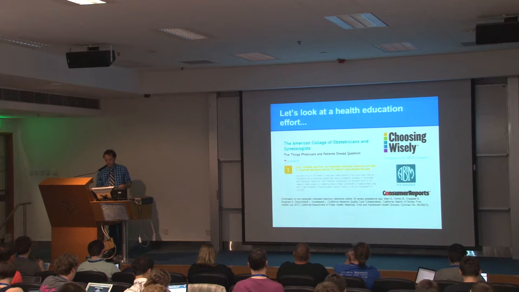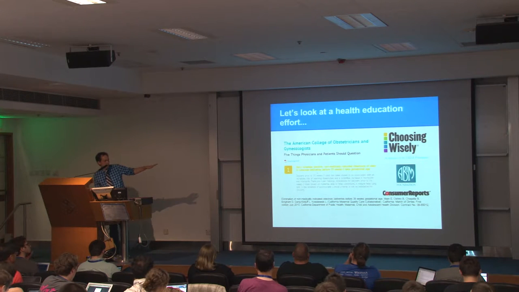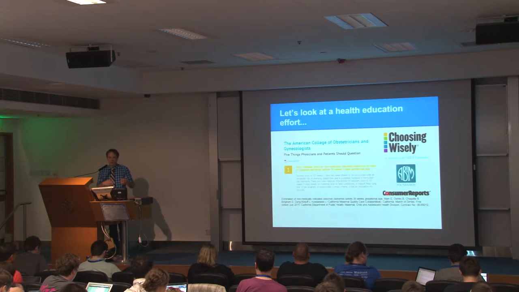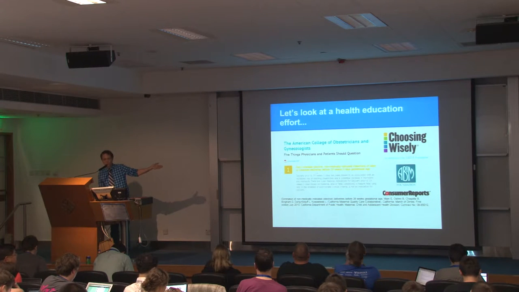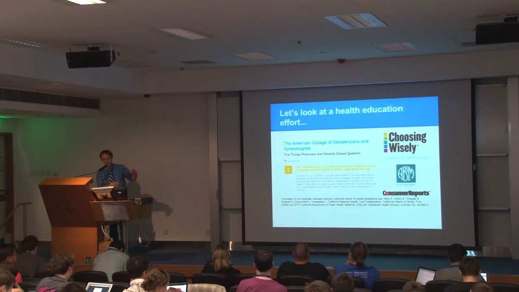As an example, this information is coming from the American College of Obstetricians and Gynecologists. These are medical specialists in the United States who guide doctors in helping women who are pregnant. So they have something to say. They go to a larger health organization, in this case the American Board of Internal Medicine Foundation, the ABIM Foundation, and they get a second opinion about whether this is a good message to spread.